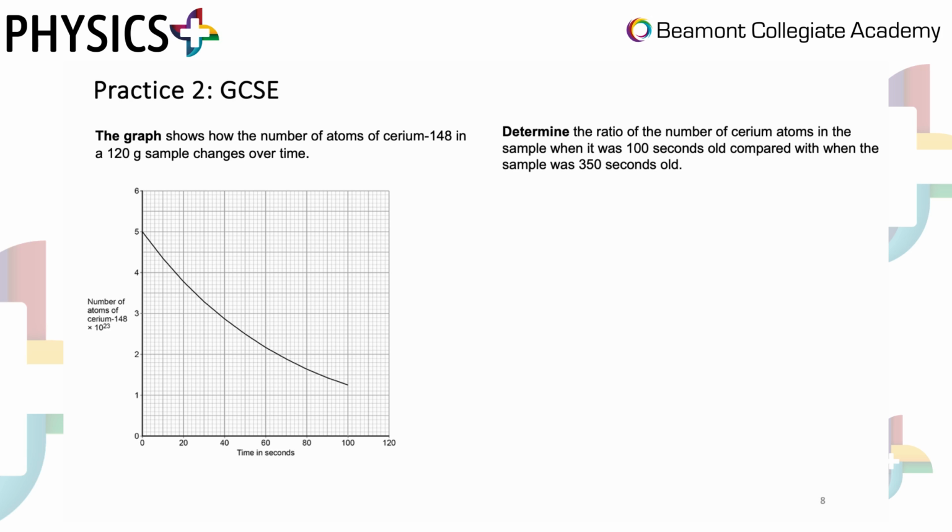Practice 2, GCSE question. This time with a graph. The graph shows how the number of atoms of cerium-148 in a 120 gram sample changes over time. Determine the ratio of the number of cerium atoms in the sample when it was 100 seconds old compared with when the sample was 350 seconds old. Pause the video and have a go.